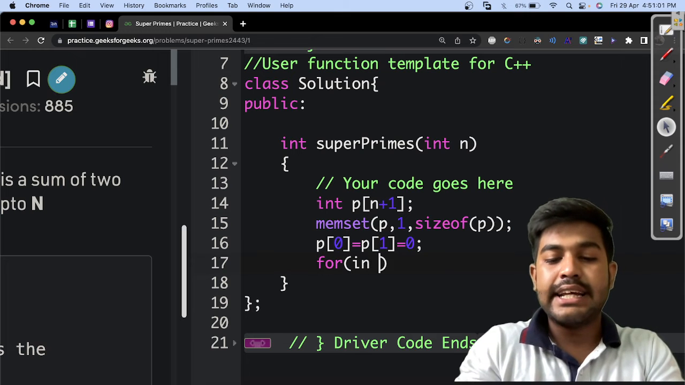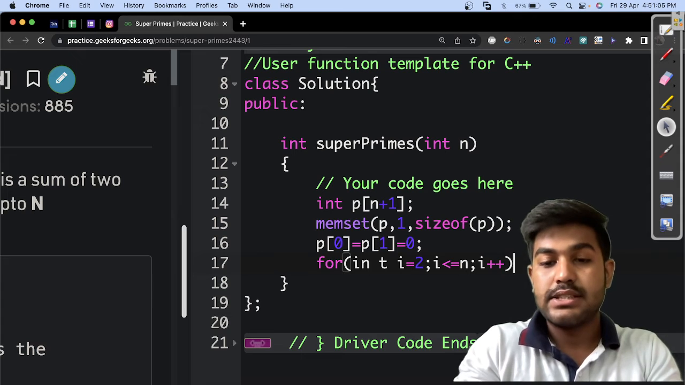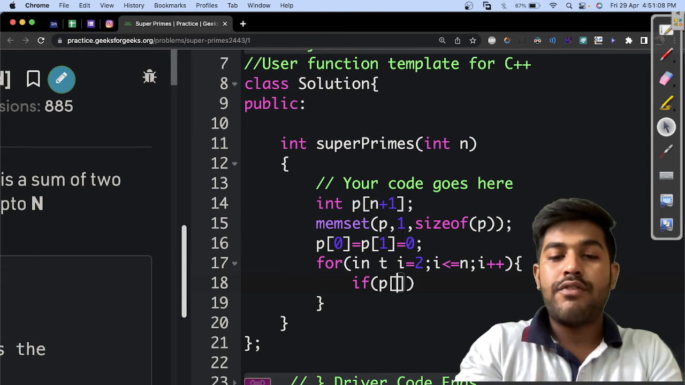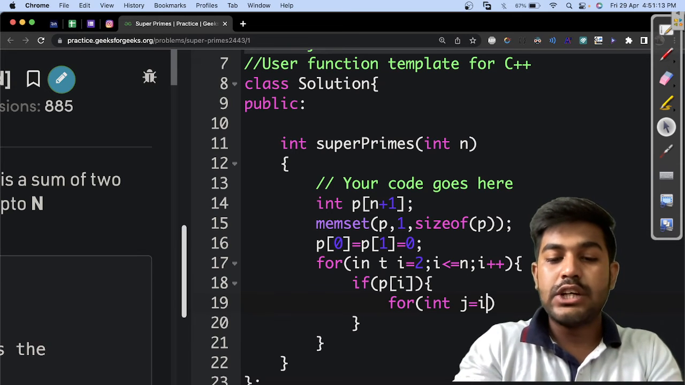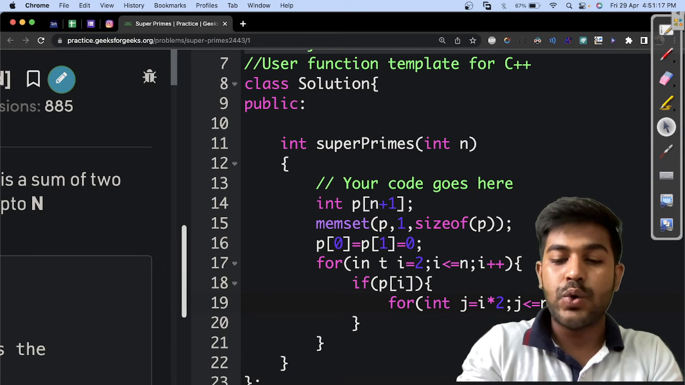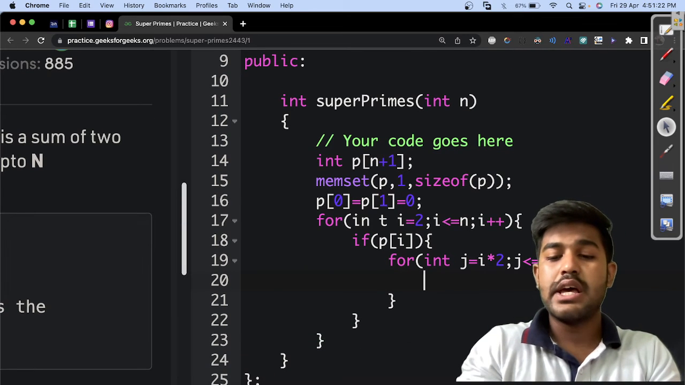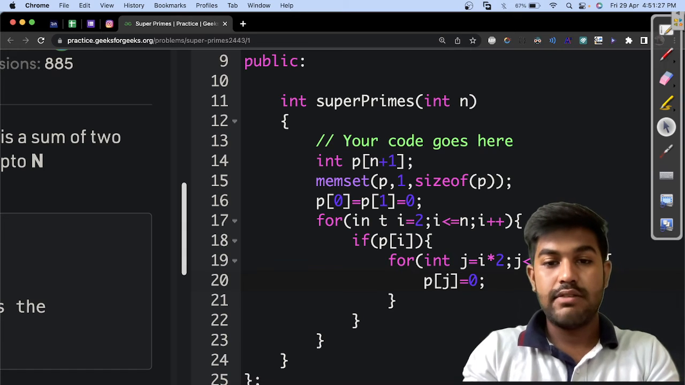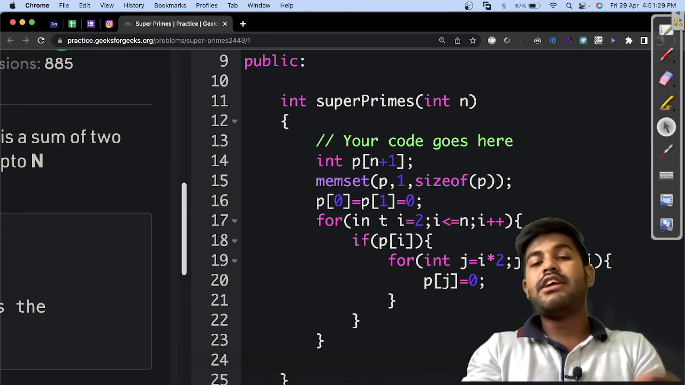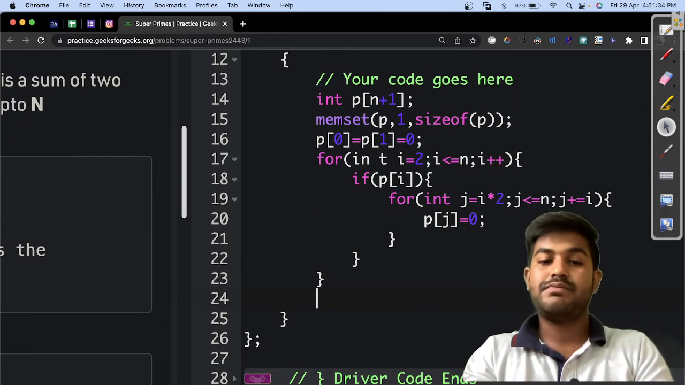Then we would start the iteration from int i equals 2, i less than or equal to n, and i plus plus. Now if p of i is true, then for int j equals i multiplied by 2, j less than or equal to n, and j plus equals i, what we would do is, p of j would be made false. Now as this is done, we would get every value, whether it is prime or not. Now we would be moving forward with this.